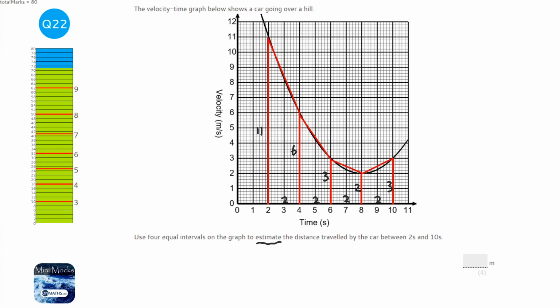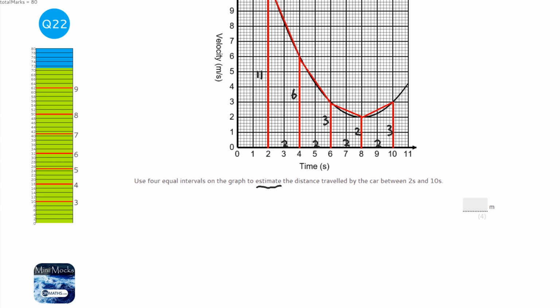Okay, so we need to remember how to work out the area of a trapezium. It's half a plus b h. Now this is quite misleading because h, using the trapezium rule, is actually the width of the trapezium. It's because the trapeziums are kind of on their side. So h is always going to be 2 for these.